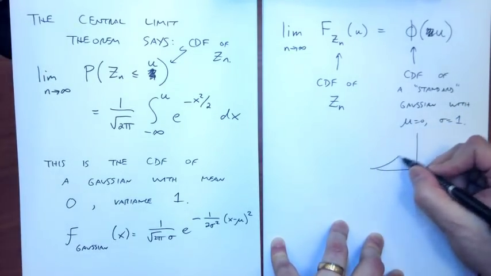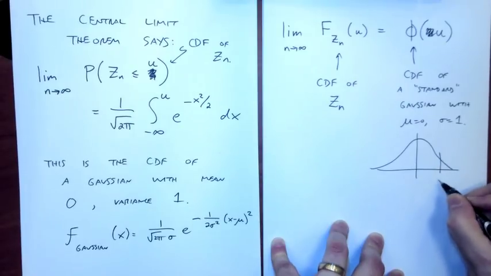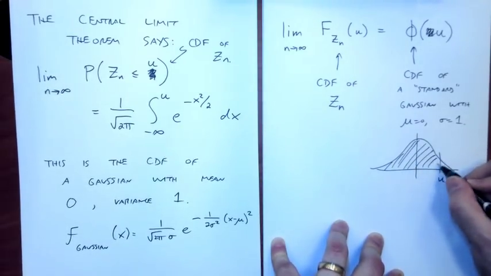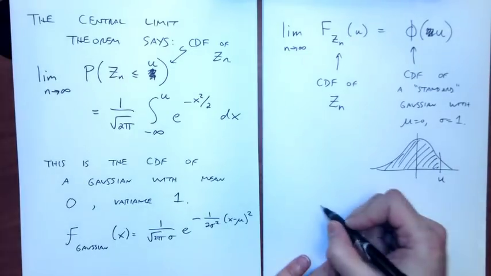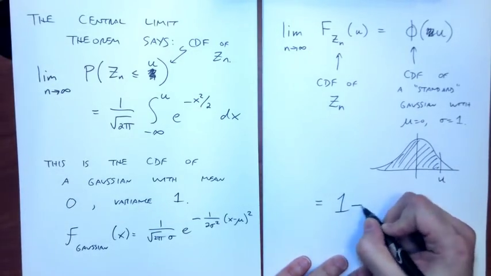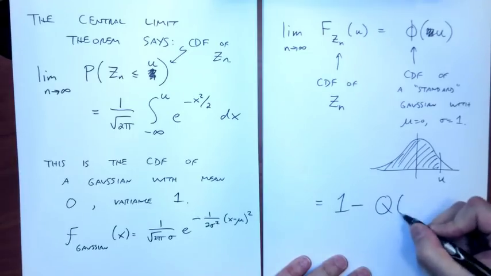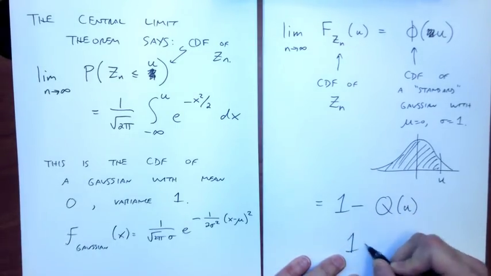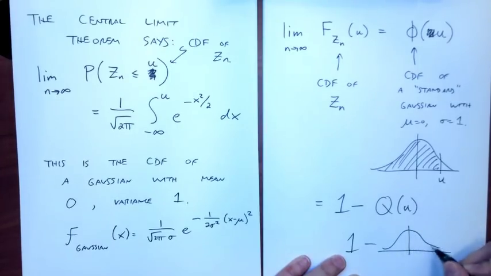That is, I have a Gaussian function like this. I draw the line at u, and this is the CDF of that function. And in fact, this is the same thing as 1 minus the Q function. Remember all the Q tables that we did before exam 1? That's like saying 1 minus the tail of the Gaussian starting at u.